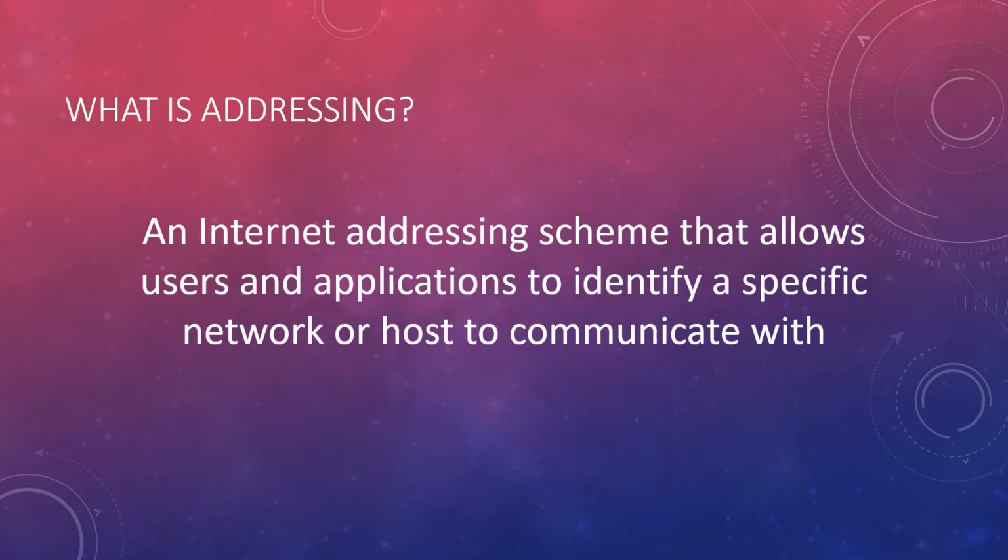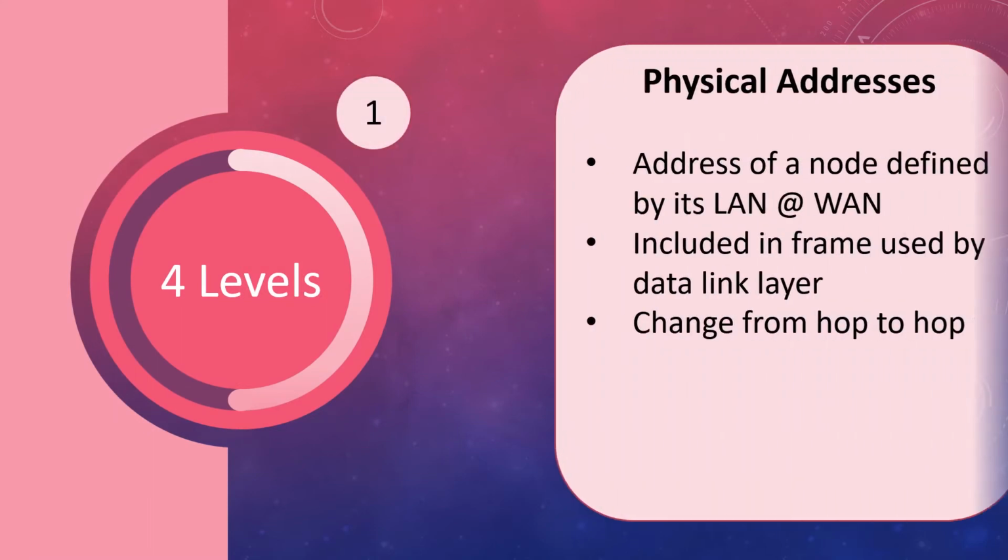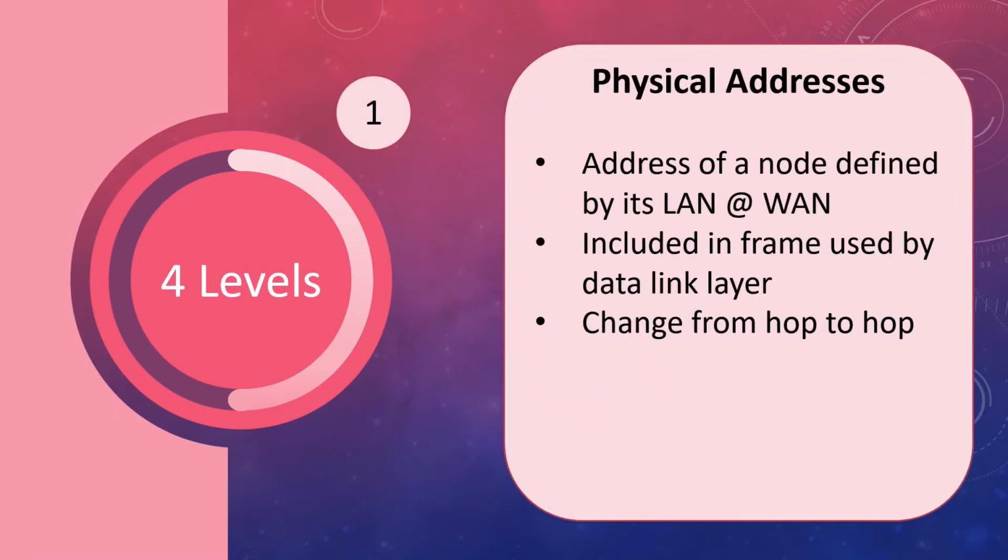What is addressing? An internet addressing scheme that allows users and applications to identify a specific network of hosts to communicate with. There are 4 levels of addresses used in an internet which employs the TCP/IP protocols. Firstly, the physical address. The physical address, also known as the link address, is the address of a node as defined by its LAN or WAN. It is included in the frame used by the data link layer. It is the lowest level address.